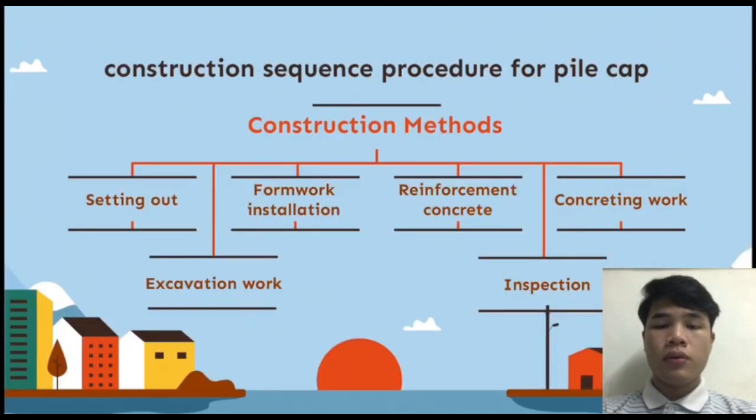Construction sequence for a pile cap. Setting out, engineer decides with surveyor the point of pile cap. Number 2, excavation work, use backhoe excavator. For installation, use a timber formwork, followed by drawing plan. Install reinforcement, inspection, check the pile cap and access road for machinery before pouring concrete. Completing work using a vibrator to avoid segregation.